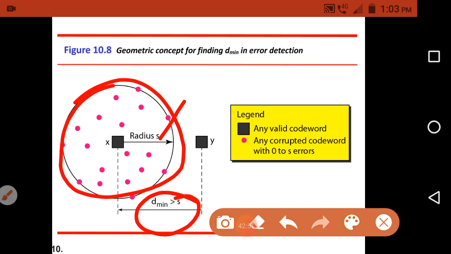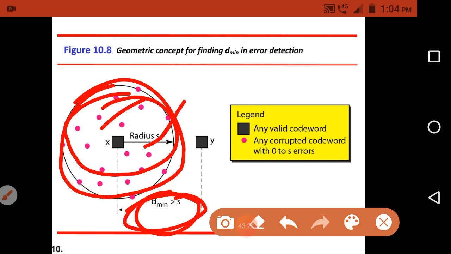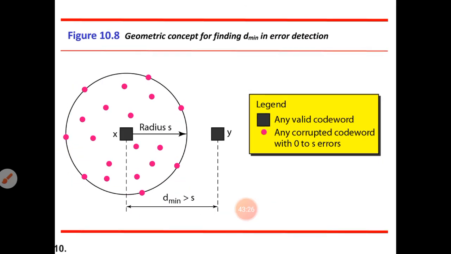That is the meaning of this geometrical diagram of the minimum Hamming distance. The radius means all these corrupted code words contain S errors. So it is guaranteed that the receiver will detect all those S errors from those corrupted code words. But if the number of errors is greater than S, it is not guaranteed that all those errors will be detected. So that is our geometrical representation.